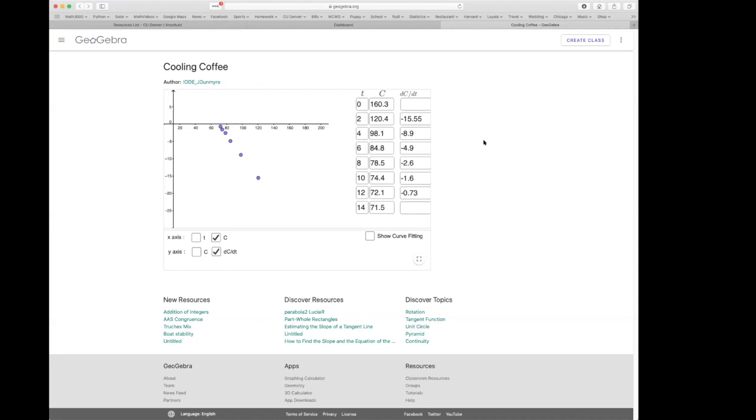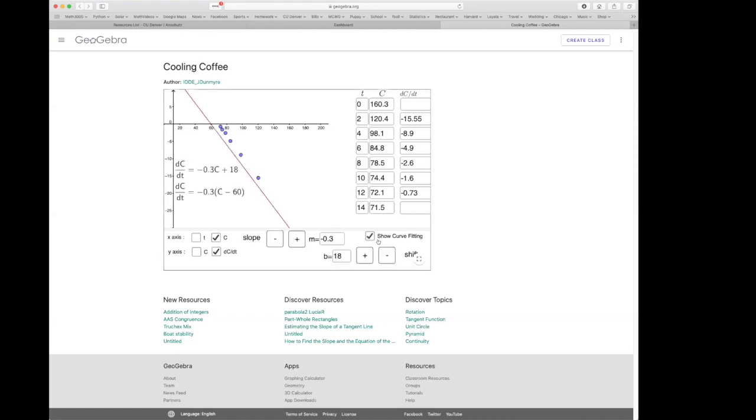Like what pattern do you think you might see in these blue dots? It's linear. Yeah, it looks like it might be linear. They seem to be lining up pretty close in a line. So let's try and fit a curve to that. I hit the curve fitting option. I think it takes a second to work.